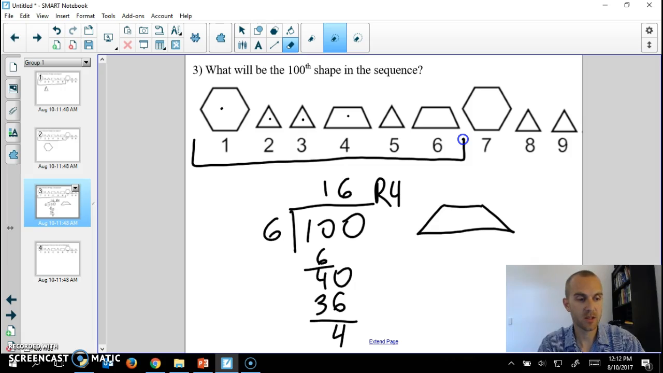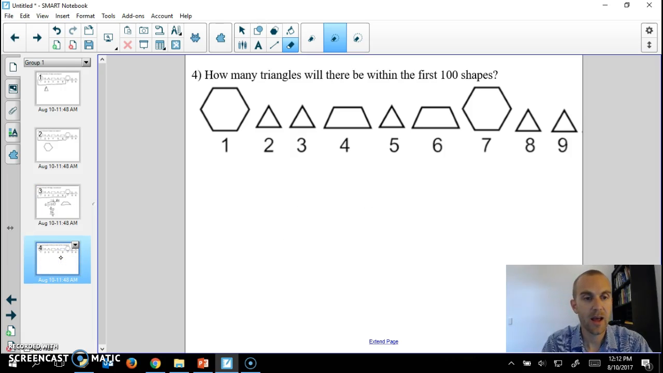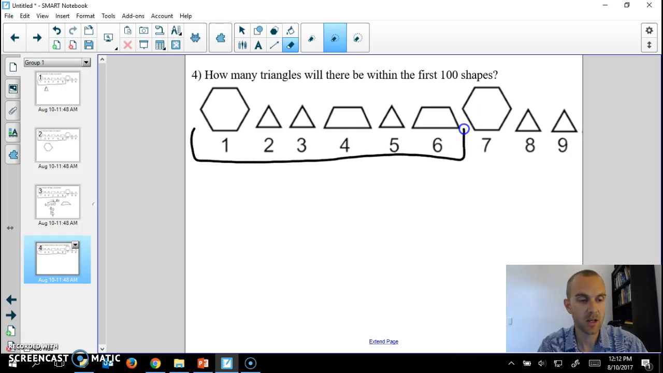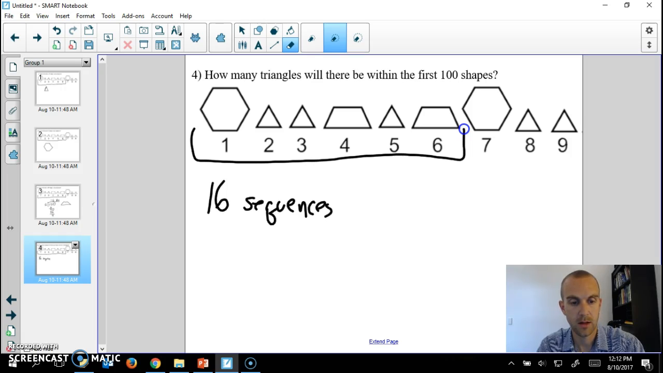Now the last question asks how many triangles will be in the first 100 shapes. And again, we have to remember this is our sequence right here. So we said that we're going to do 16 sequences and then 4 into the last sequence.